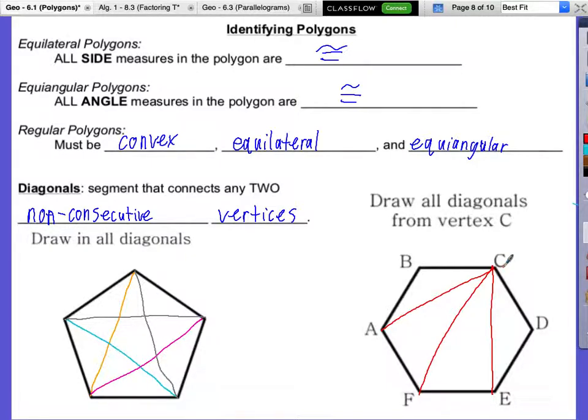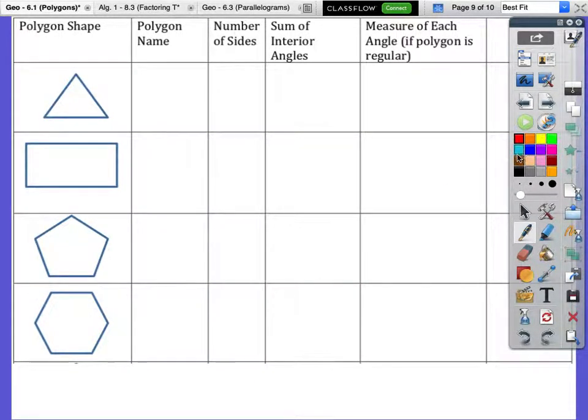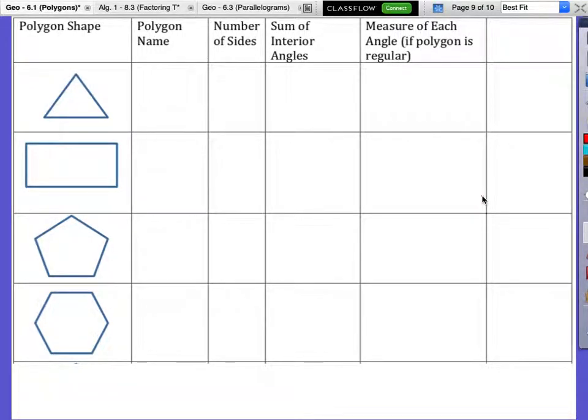Alright. So let's first talk about how I want this chart to be filled in. Everybody focus up here real quick. We're going to do the first one together. So this polygon shape, what's the name of it? Triangle, 3 sides. A triangle. So we'll first fill in the name with triangle.